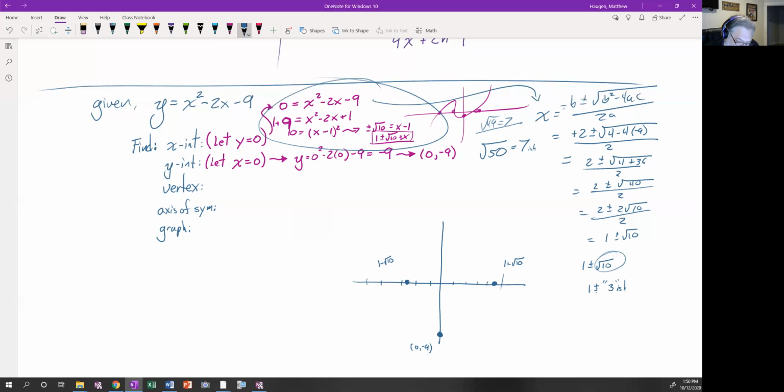Okay. So we know it's going to open this way. We just kind of want to figure out where that vertex is. How do you want to find the vertex? Got a couple of tools. They're really the same tool, but a couple different methodologies. What's your preference?